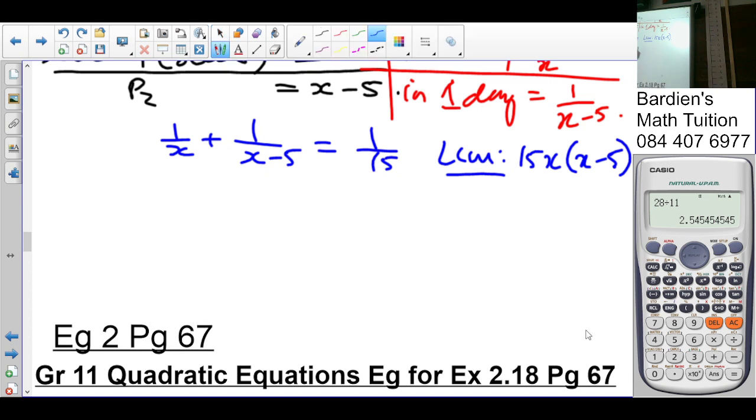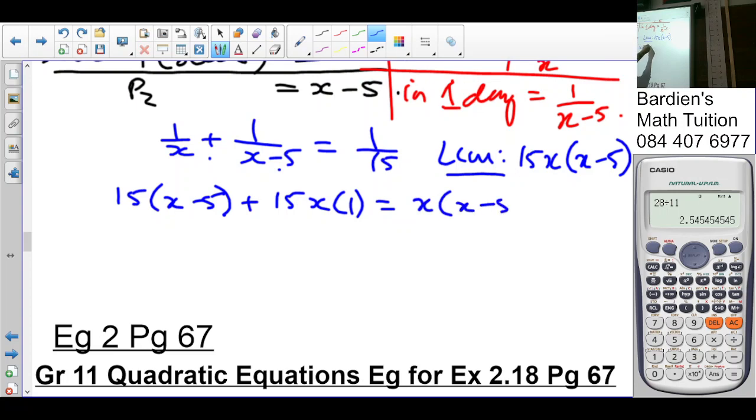Right, so what does it give us? This must times by 15 into x minus 5. So it's 15 into x minus 5 plus, what was the other one? The second fraction shortening? 15x times 1. And the third fraction is shortening the whole number. It's x into x minus 5. So the 15 is accounted for there. You all agree with that? So what do I do now?